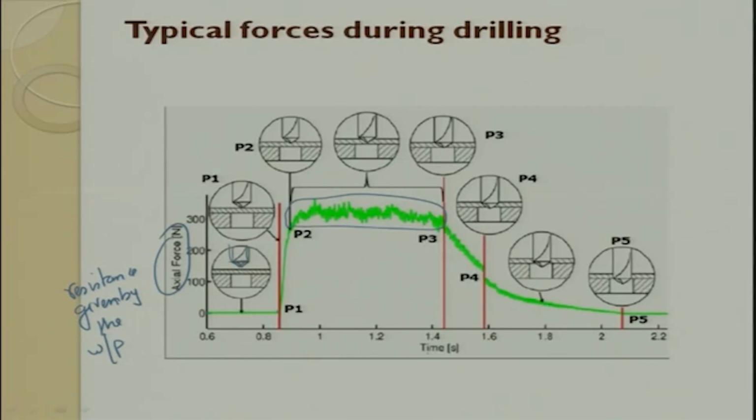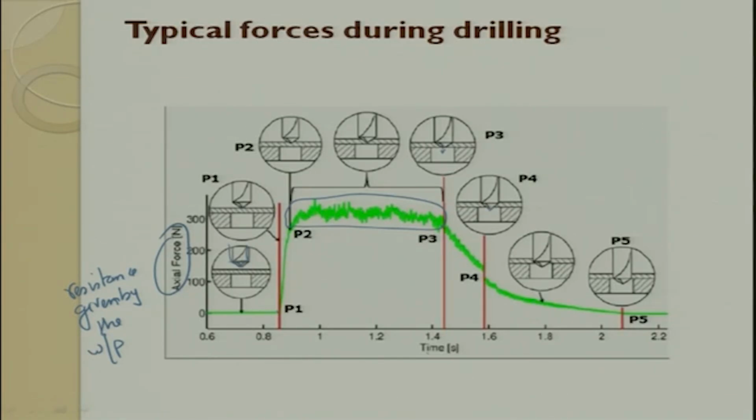Once the entire conical portion has entered inside, until that time the force increases, and then it comes down and maintains. At P3, the conical portion is completely inside the workpiece. After P3, the conical portion comes out. When it comes out, there is a fall in the thrust force.